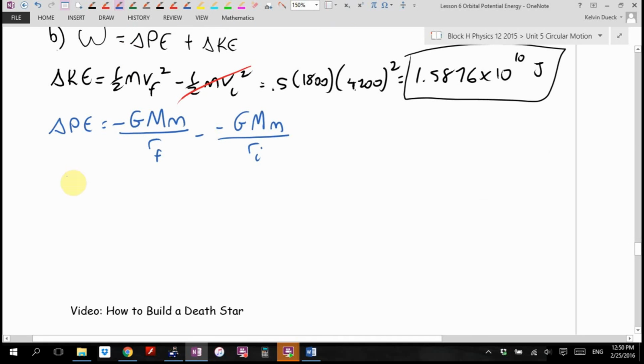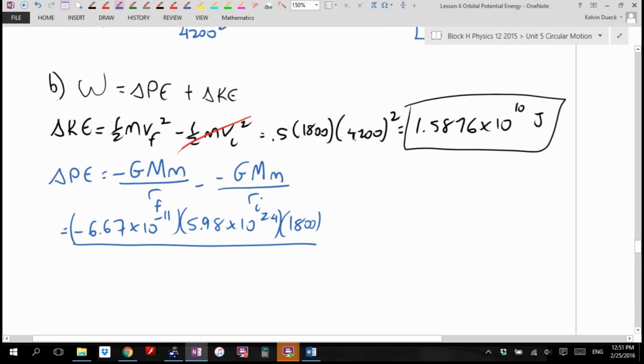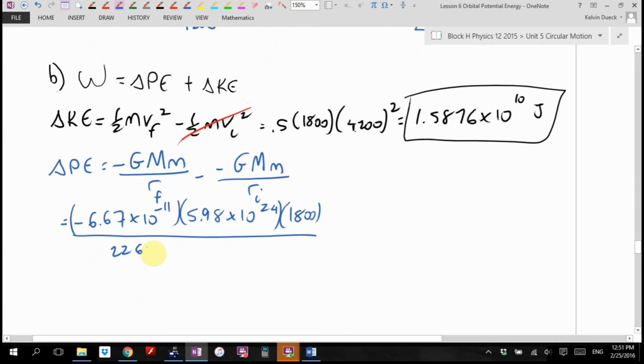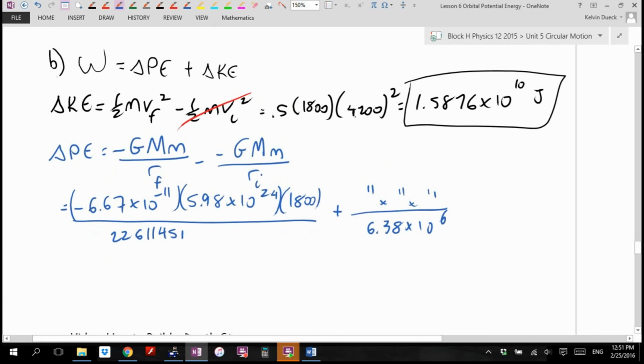I think I can fit this in. Negative 6.67 times 10 to the negative 11, 5.98 times 10 to the 24th, 1800. Our final was 2261141, plus we're starting out on the Earth.